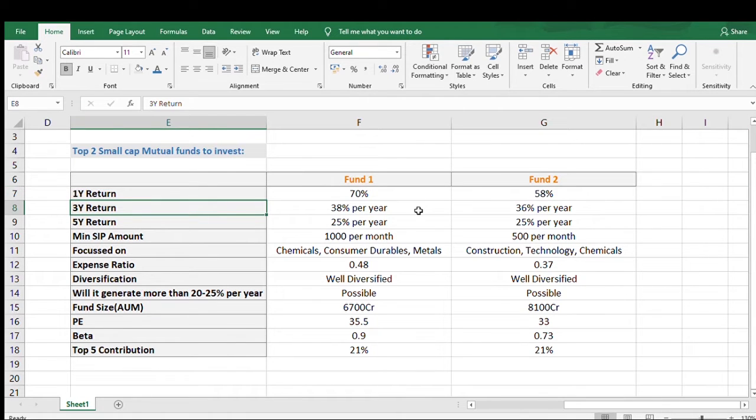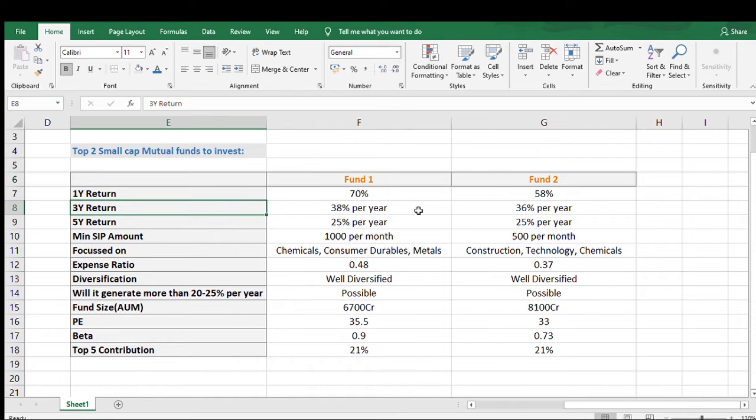3 year return. Fund 1 has given a 3 year return of 38% and Fund 2 has given a 3 year return of 36%. That means within 3 years your money got doubled. So 38% per year for 3 continuous years is a very good return. Both the funds performed very good in this.